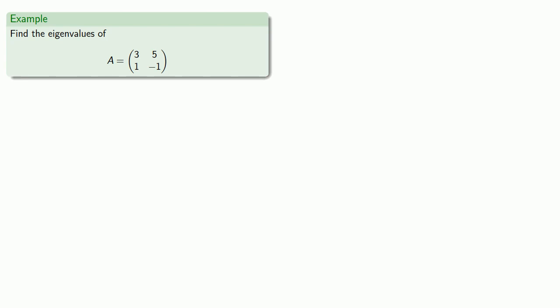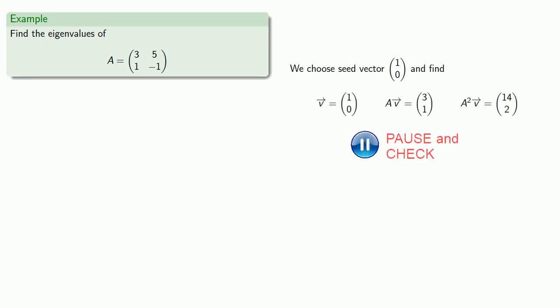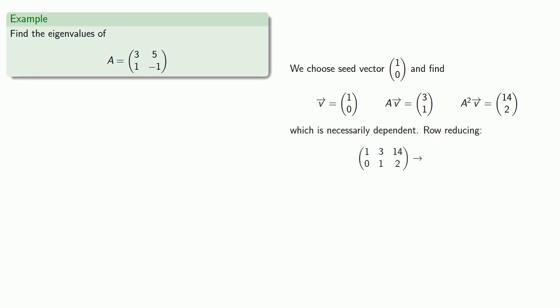Well, let's try it out. So let's try to find the eigenvalues of this matrix. We can choose any seed vector we want to, and there's no point in picking anything too complicated. We'll choose our seed vector and find v, Av, and A squared v. And the set of three vectors is necessarily dependent. Row reducing gives us, and since x3 is our free variable, it's this third vector that makes the set dependent.